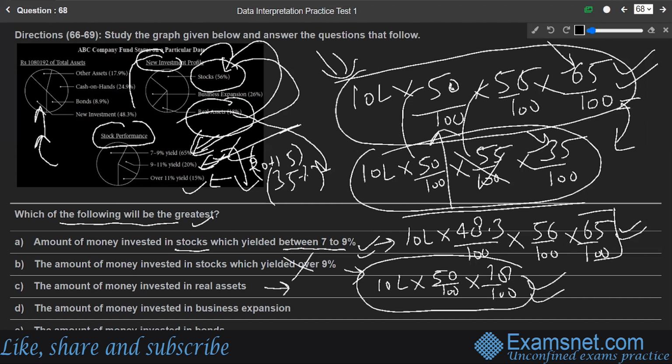If we compare this with our higher one, clearly the higher one is still higher, because the numbers here are 50 and 18 only, then the numbers are 50, 56 and 65 also. So clearly this value is also discarded in comparison to the first one. Let us see the next option.